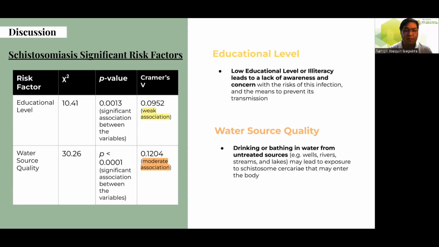Next slide. Low educational level or illiteracy would lead to greater positivity rates, mainly because it leads to a lack of awareness and concern with the risk of this infection and the means to prevent its transmission. Essentially, this means that if you lack the awareness, concern, and comprehension to understand this information, you're less likely to protect yourself from contracting the infection. Drinking or bathing from unprotected or untreated water sources such as wells, rivers, streams, and lakes leads to increased positivity rates, mainly due to the fact that its usage leads a person to be vulnerable and exposed to the cercaria that are present within the waters.